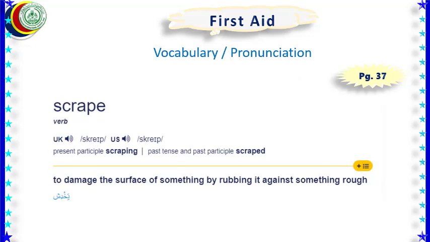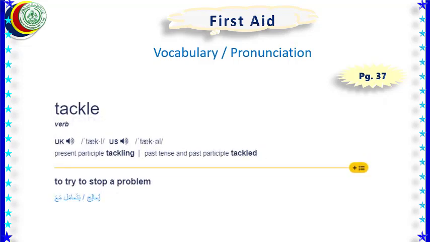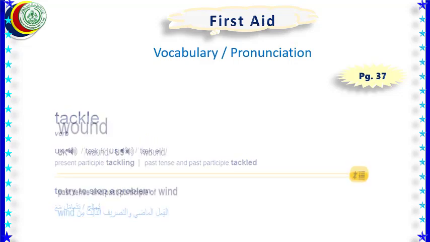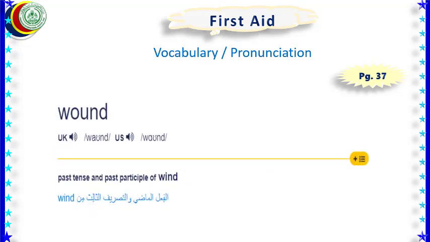We shall look at the vocabulary and pronunciation. This word is scrape. Scrape means to damage the surface of something by rubbing it against something rough. That is scrape. Tackle means to handle. Wound. Wound is the past tense past participle of wind also. Wind means to twist anything.